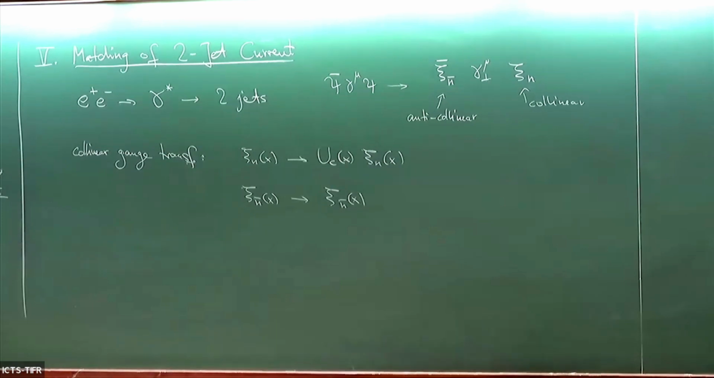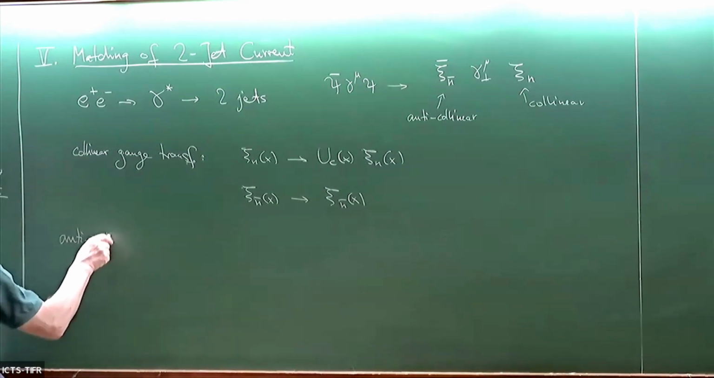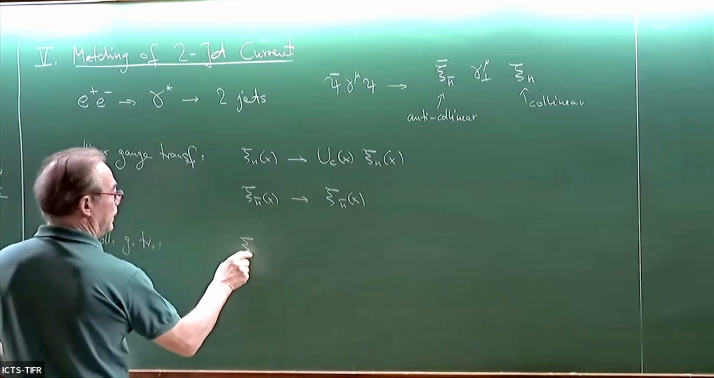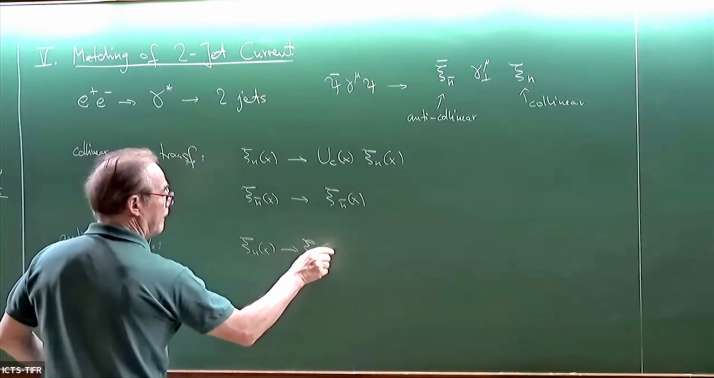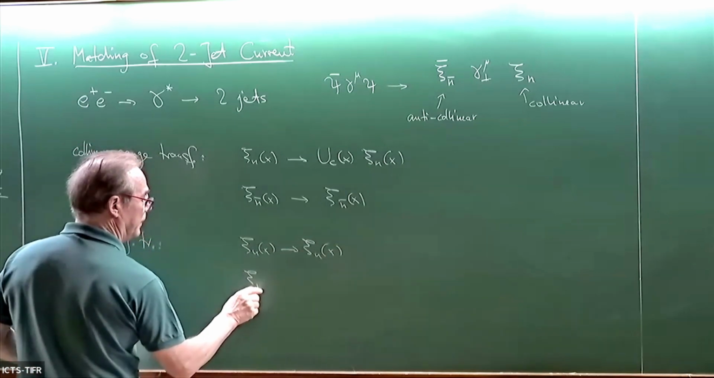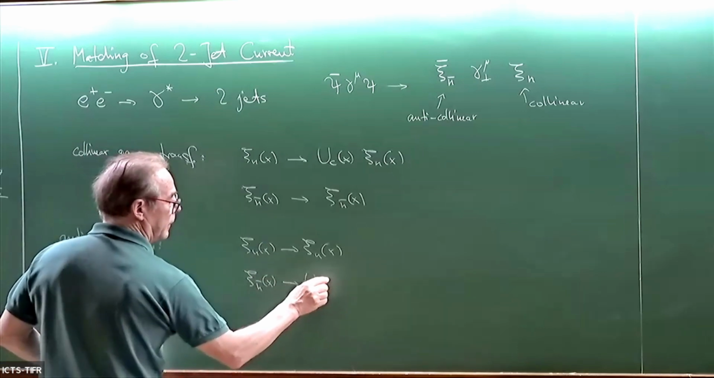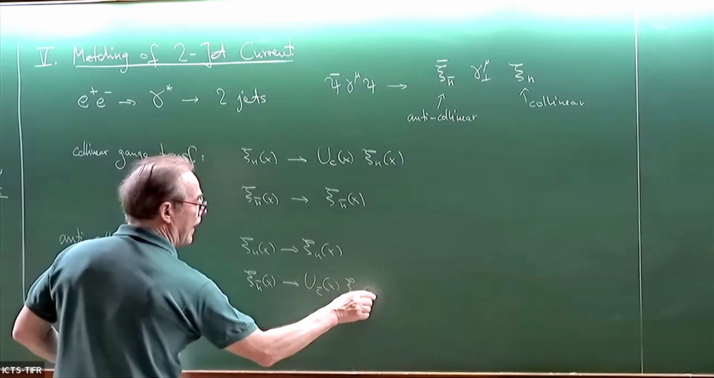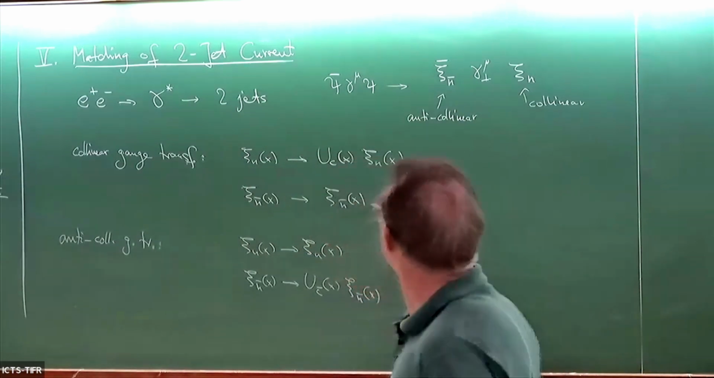And clearly this operator would not be invariant. Likewise, there are anticollinear gauge transformations under which the collinear fields would be invariant and the anticollinear fields would transform in a non-trivial way. And this operator would not be invariant under any one of them. Okay?